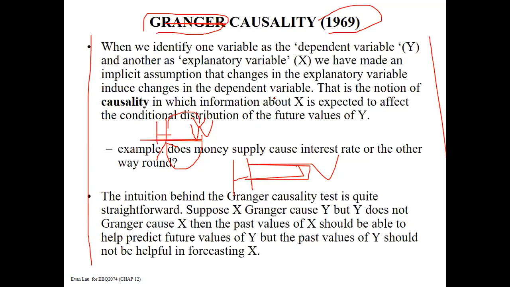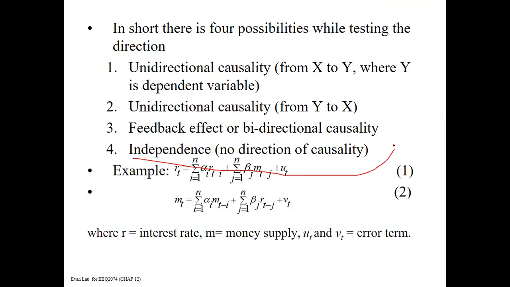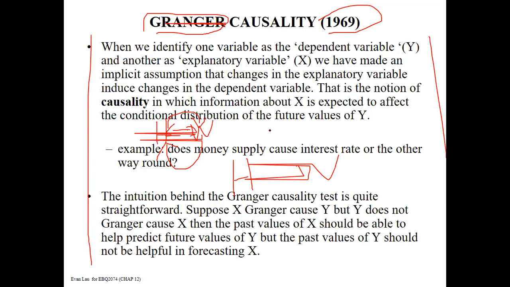The third possibility is that husband and wife cause each other, meaning that they make mutual decisions. Husband and wife cause each other. That's the third one. And the fourth possibility is that there is no direction of causality. No direction of causality means that the husband and the wife have no relationship, despite that they are husband and wife.